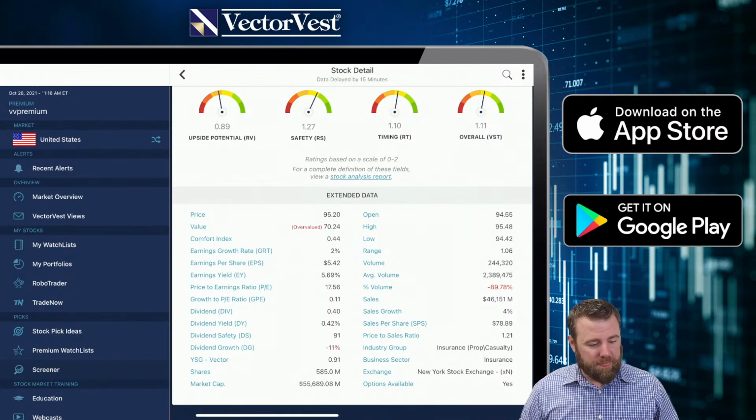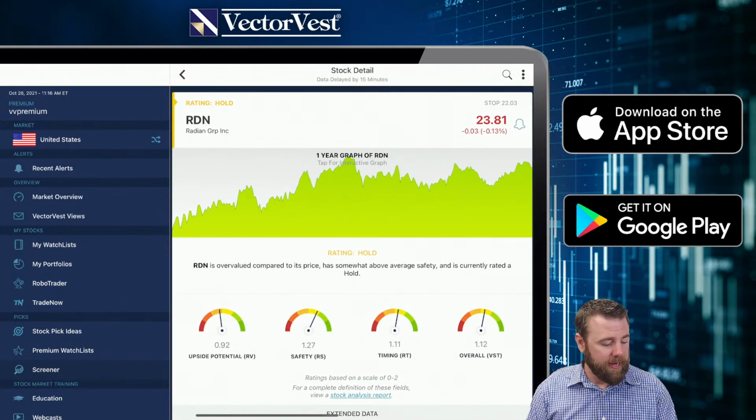All right. Going to the next one. RDN. Poor long-term potential, no surprise. Conservative stocks are going to typically have that lower RV because your primary focus is that higher RS rating. So 1.27, strong safety or strong fundamentals, less risk involved with it.